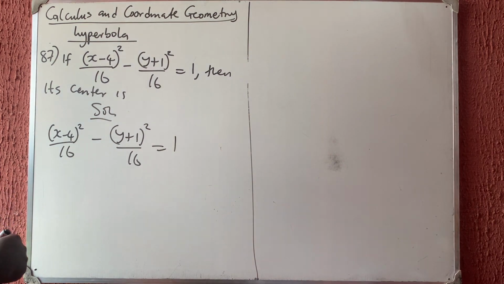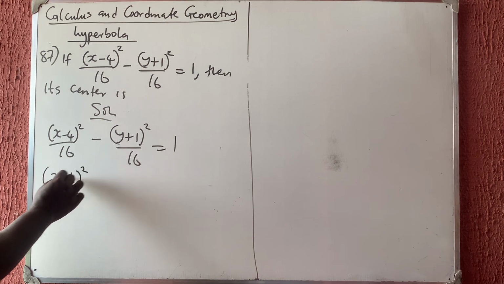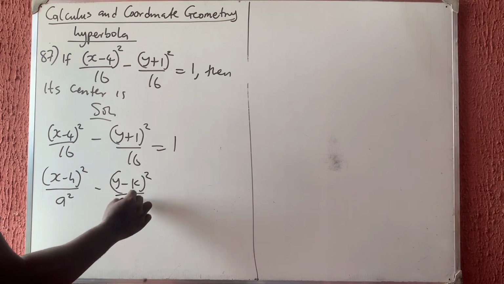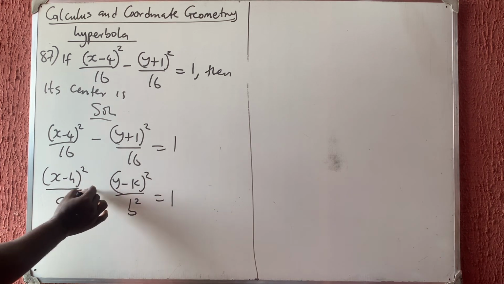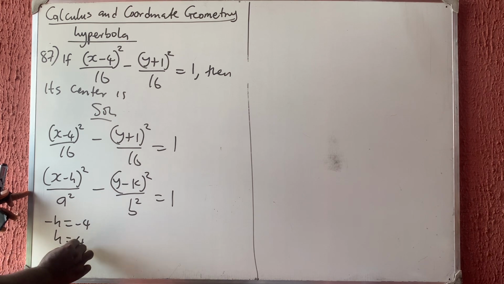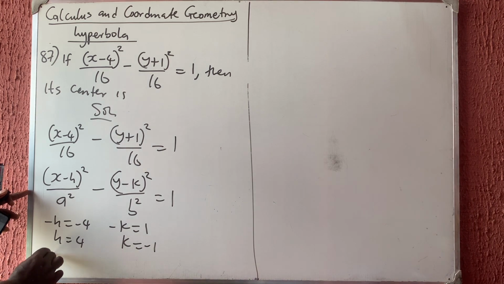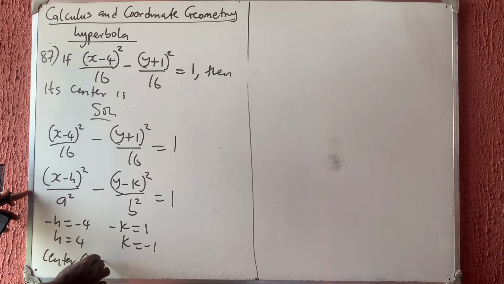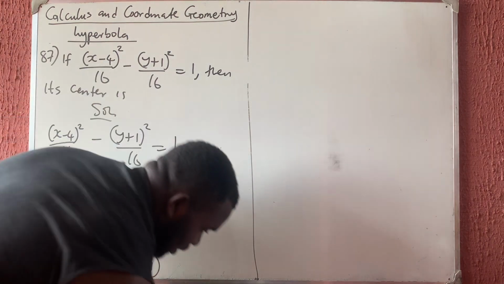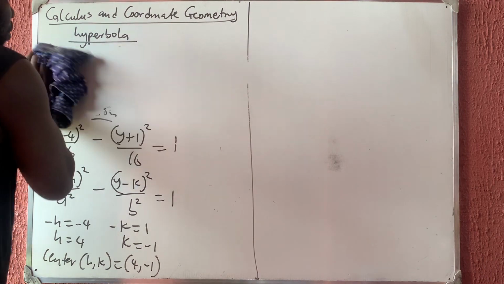Now if you write the general equation for a hyperbola, it says (x minus h) all squared over a squared minus (y minus k) all squared over b squared is equal to 1. You will now see that if you compare, minus h is equal to minus 4, therefore h is 4. And then minus k is equal to 1, therefore k is equal to minus 1. Then the center, which is (h, k), is equal to (4, minus 1). Okay? So that is that. We go to the next question. Question number 111.